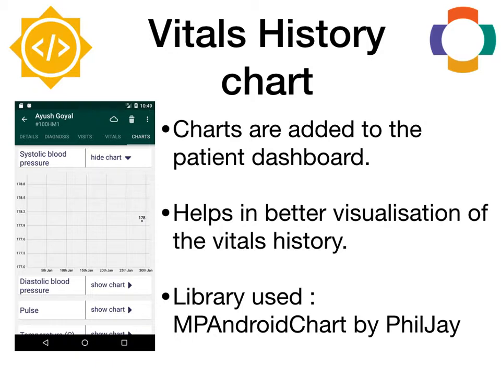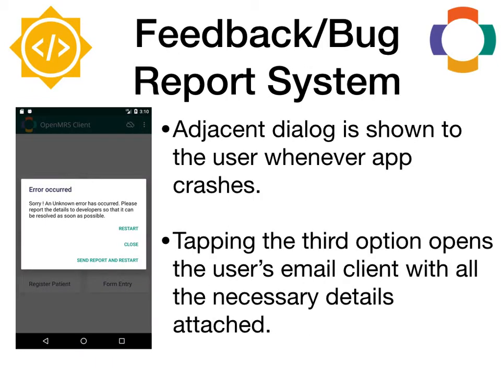And the library I used is MP Android chart by Phil J. And this library is quite good because it makes the chart more interactive. One can just use two fingers to zoom in or zoom out of the chart and can visualize it in many other ways. One can also drag around the x-axis or y-axis of the chart using this library's charts. Now let's have a look at the feedback bug report system.